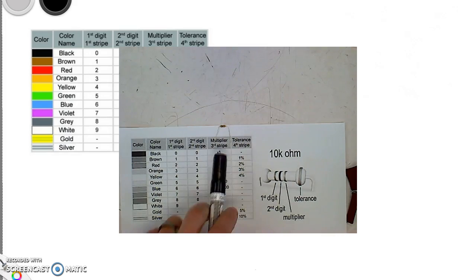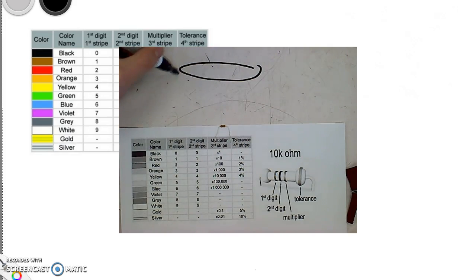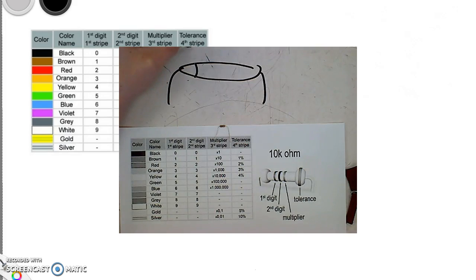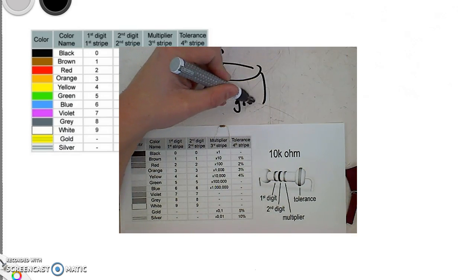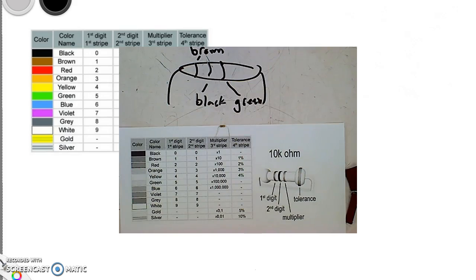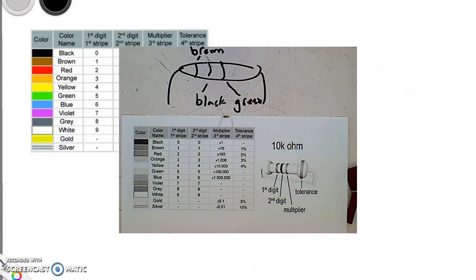Okay, so here I've got another resistor for you. Again, I apologize that you can't see it on here, but it's got 3 bands. The first band is brown. Okay, the second band is black, and the third band is green. Okay, using this table here, I want you to figure out what the rating of this resistor is. Okay, go ahead and stop the video and find the rating.